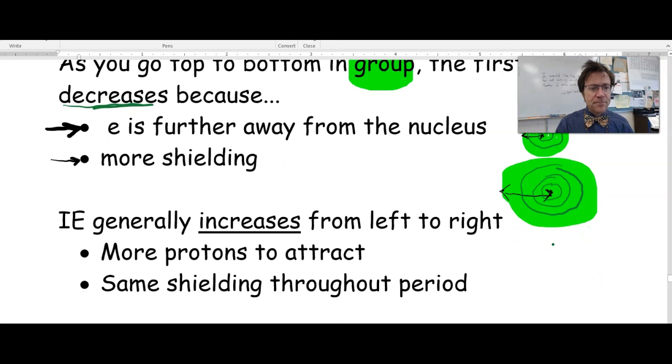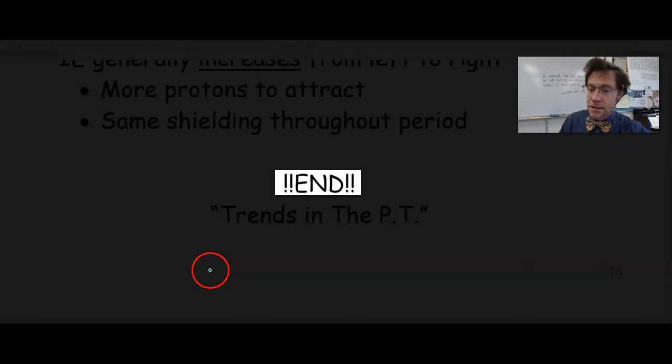All right, so generally, it's going to increase from left to right because there's more protons to attract. Same shielding throughout the period. Let's call it a day.